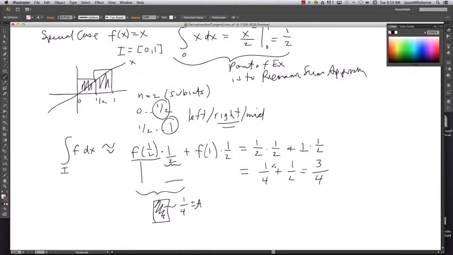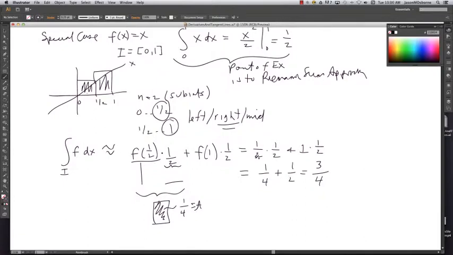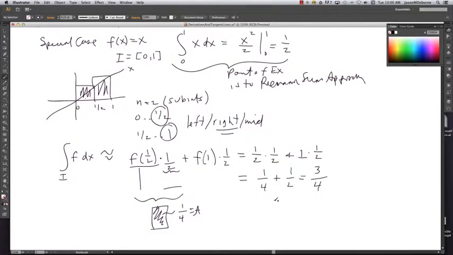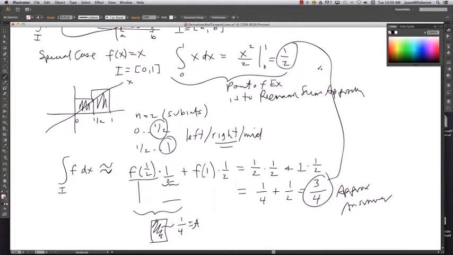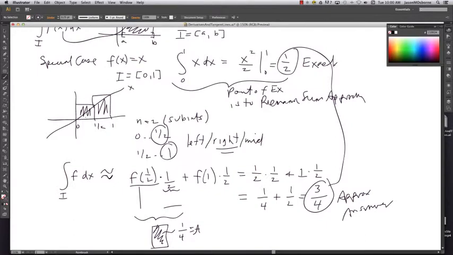Why is that true? I paused here because I was looking at this number and comparing it to this number, and I was saying those aren't equal. They're not supposed to be equal because you're only getting an approximation. The 1/2 is the exact answer, and 3/4 is the approximate answer. So this is your approximate answer, and this is your exact answer.